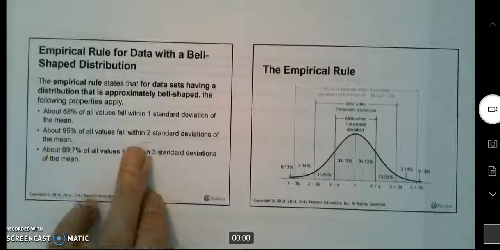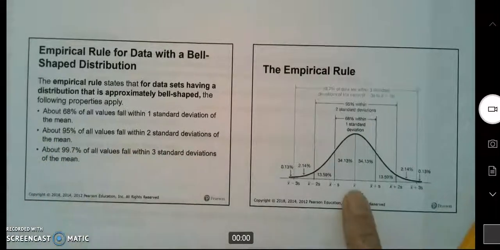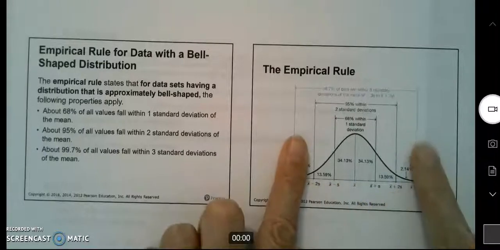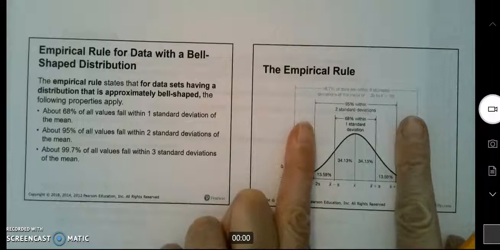About 95% is two standard deviations. So I take my mean and I add two standard deviations, subtract two standard deviations. So this much of it's about 95% of the data.